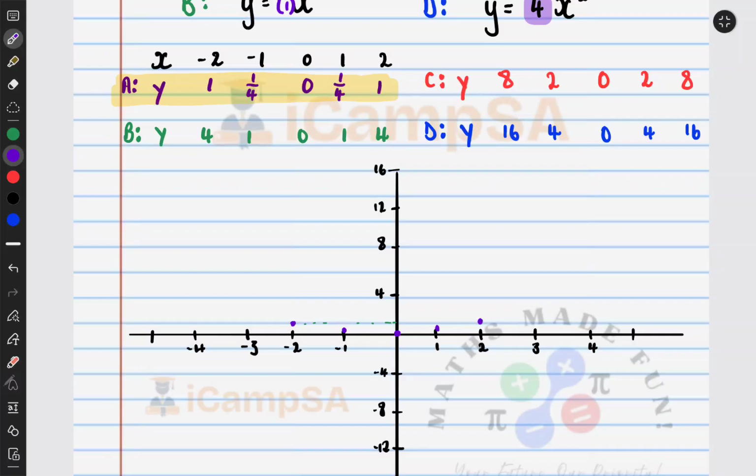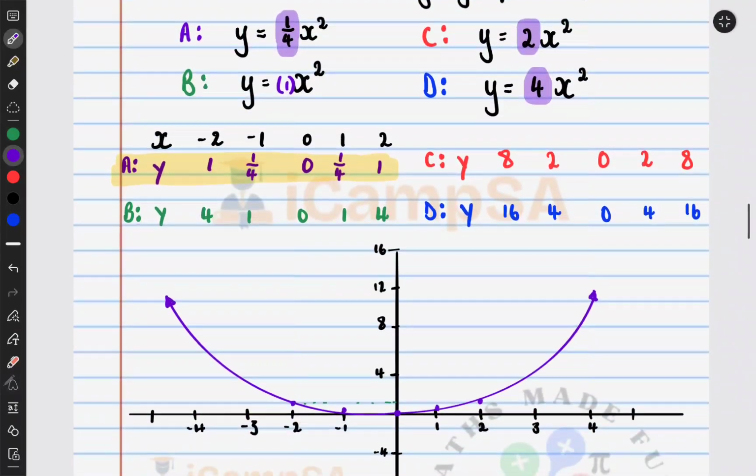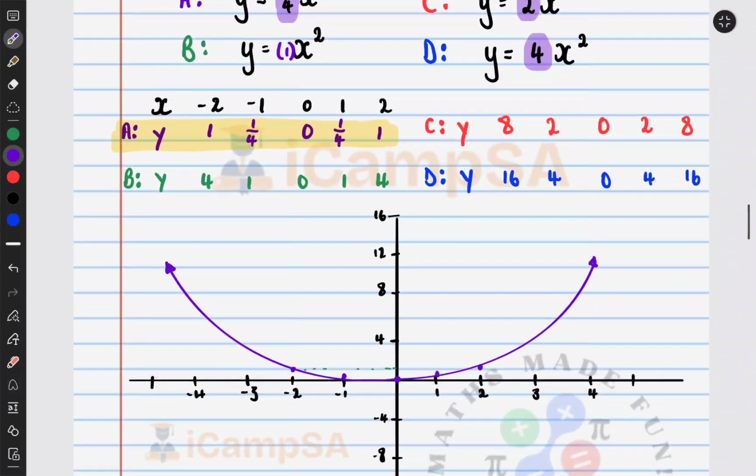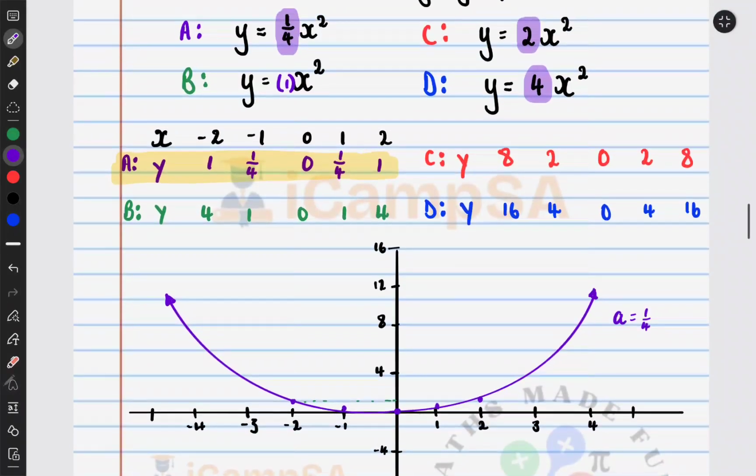And then let's join our dots for the function. The function will be something of this nature. And then let's draw on the other side. And remember that the value of a here is what? Is 1/4, the coefficient of x. A is equal to 1/4 for this one.